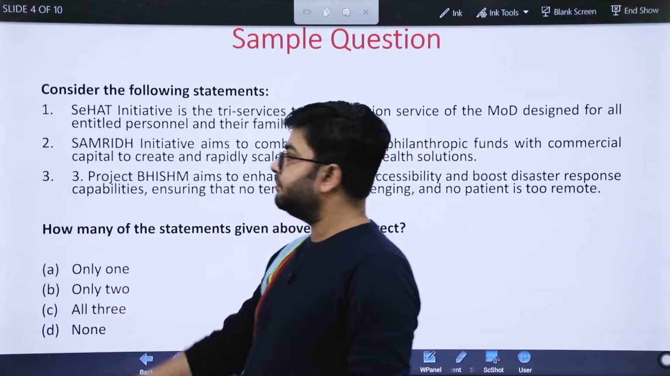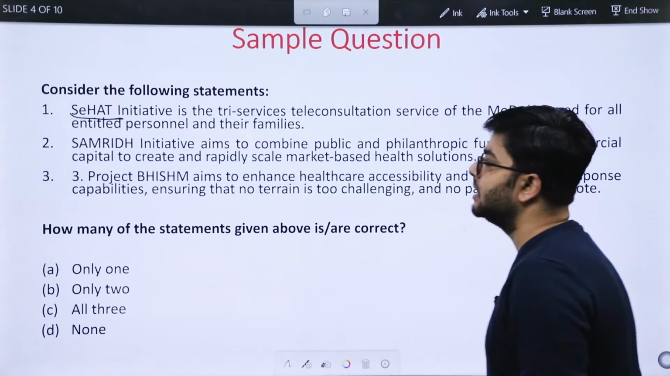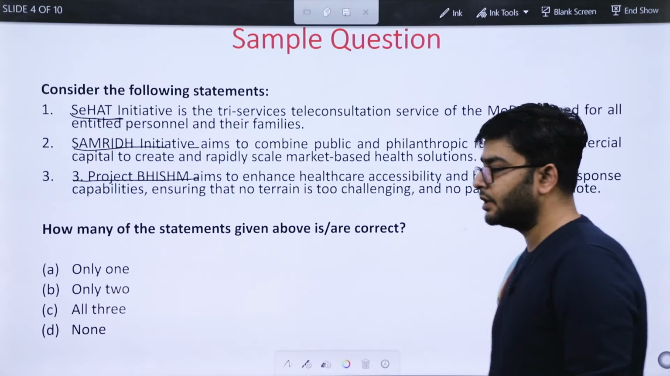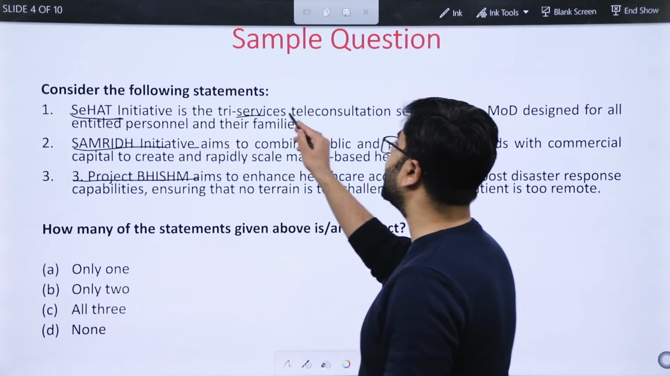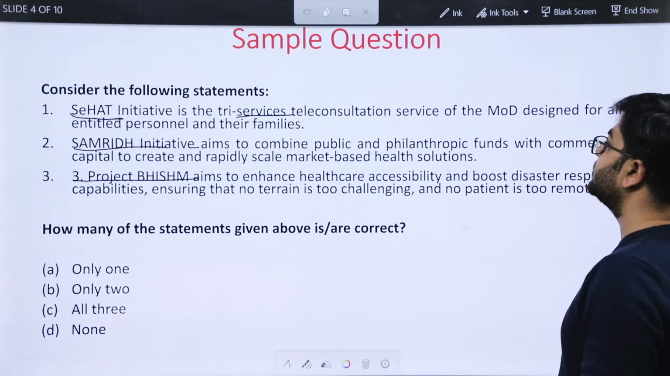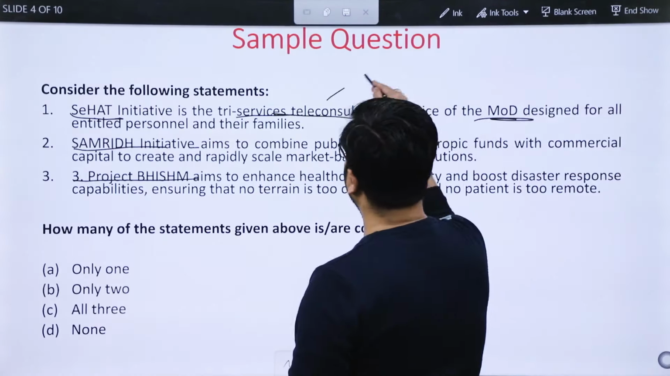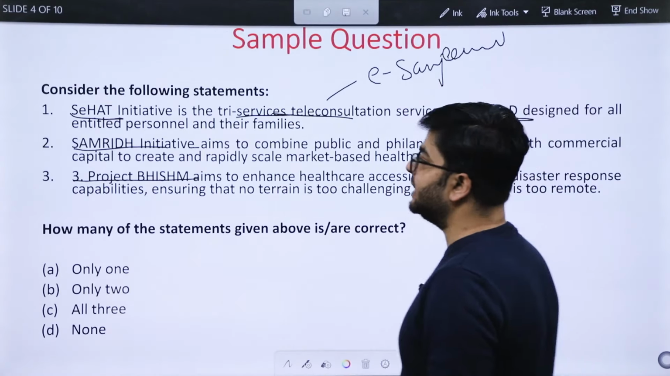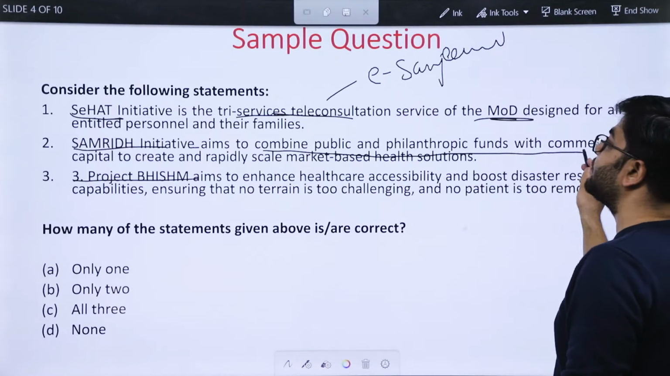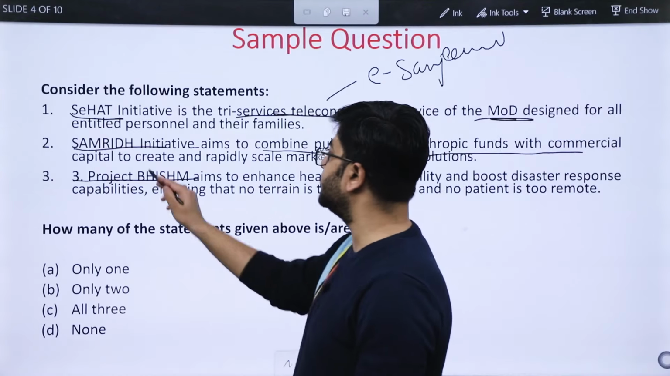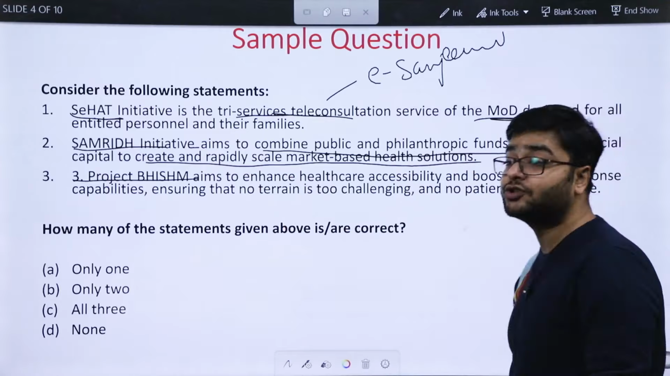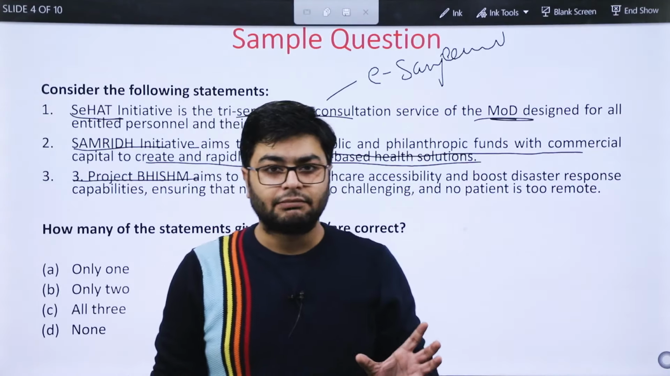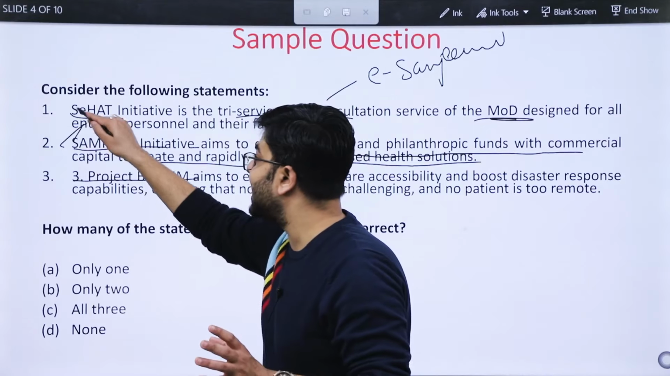Consider the following statements: Sehat Initiative, Samriddh Initiative, Project Bhishma. Okay, Sehat Initiative is the tri-services teleconsultation service of the MOD. Remember, eSanjeevani also was there. Samriddh Initiative aims to combine public and philanthropic funds with commercial capital to create and rapidly scale market-based health solutions. Remember the mapping aspect, the scheme and the objective, right? So all those things help.